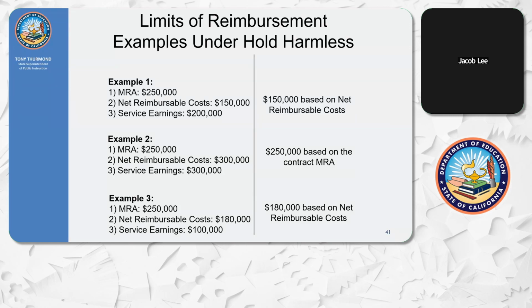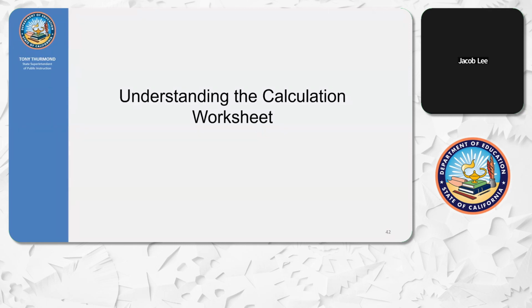Finally, in the third example, we see an MRA of $250,000, net reimbursable costs of $180,000, and service earnings of $100,000. They're going to be reimbursed at the net reimbursable cost for this example, and that's going to be $180,000. I do want to note that if this were a non-hold harmless year, in example 3 the agency would be reimbursed at the third one, service earnings, which would be $100,000. But since we are in a hold harmless year, we are only looking at the MRA or net reimbursable costs, so in this case it would be $180,000. All right, now we'll move on to understanding the calculation worksheet.